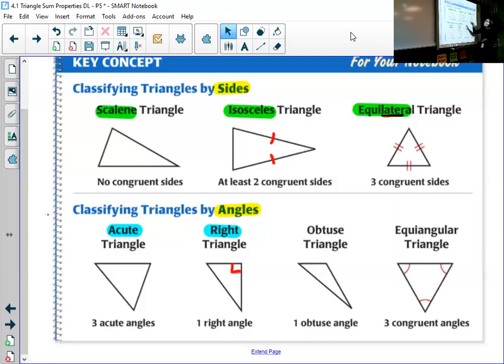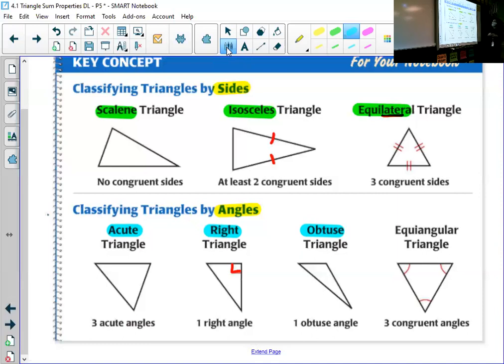An obtuse triangle has one obtuse angle, and there's no way to get more than one obtuse angle, because obtuse means it's bigger than 90 degrees. And if you had 2 that were bigger than 90 degrees, it's not going to be a triangle anymore, and we'll see that when we get to the triangle sum theorem that we talk about on the next slide.